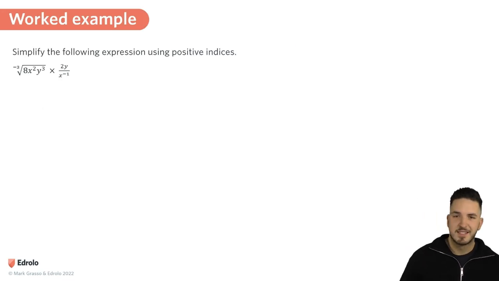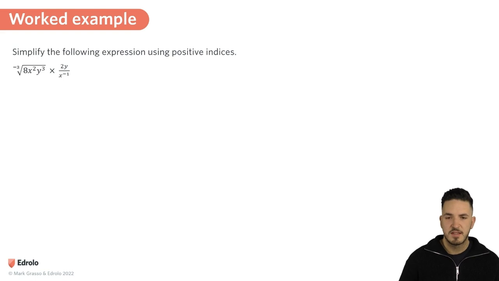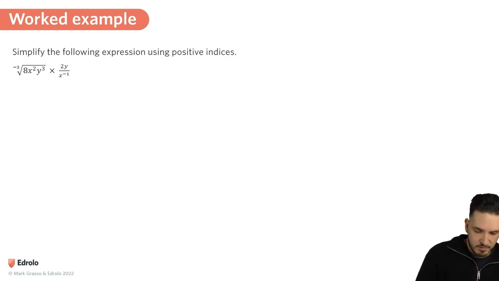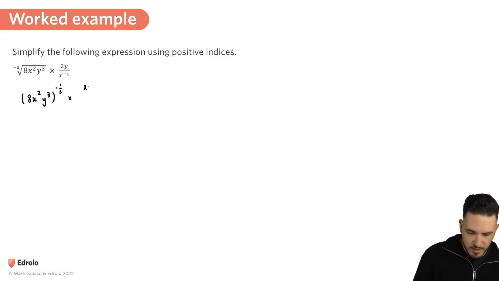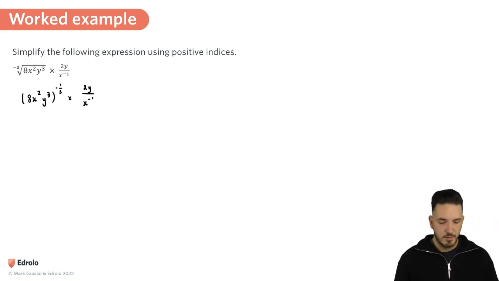So again, we're going to be looking at simplifying expressions using a range of index laws, and in particular, we're going to have to then write that as a positive index, and we can see we've also got a square root as well in this particular example. So what we know from the previous line is that when we have a root, we're going to write that using a rational power. So we're going to have 8x squared y cubed to the power of negative 1 over 3 times 2y divided by x to the power of negative 1.